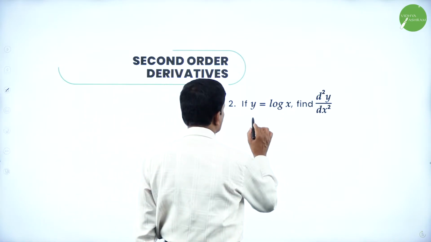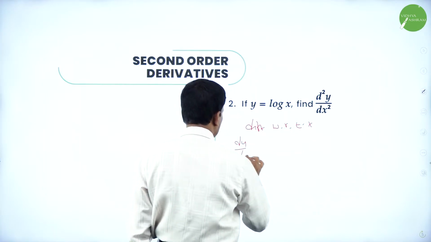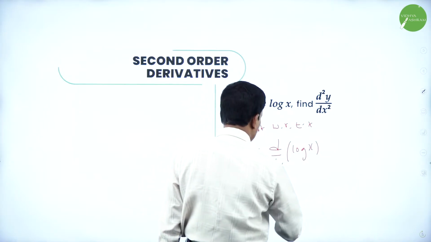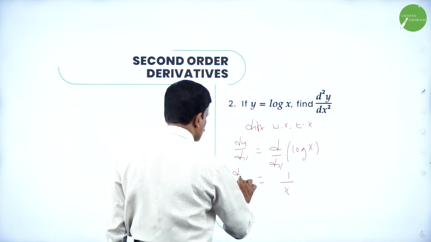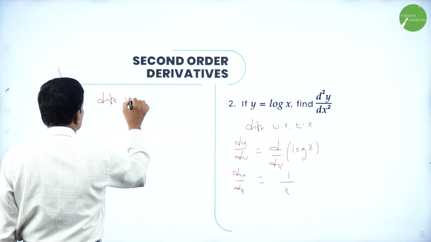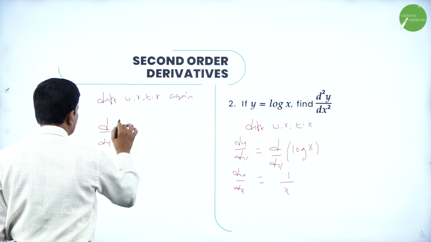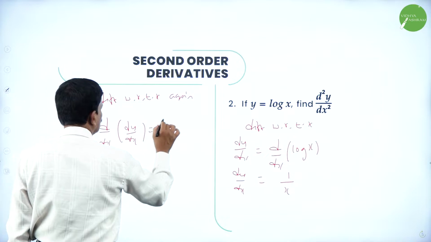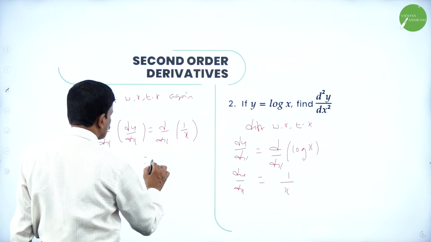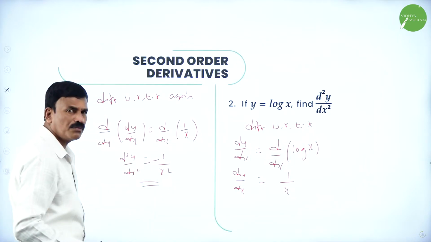Same, what is given? y is equal to log x. Differentiating with respect to x, dy/dx is equal to d/dx of log x. Now you know the differentiation of log x is 1/x. So dy/dx is equal to 1/x. Differentiate this again with respect to x. So d/dx of dy/dx is equal to d/dx of 1/x. You know the derivative of 1/x is minus 1/x². That is, d²y/dx² is equal to minus 1/x².